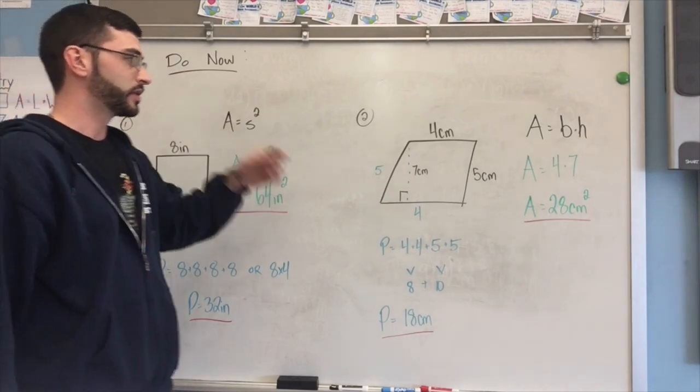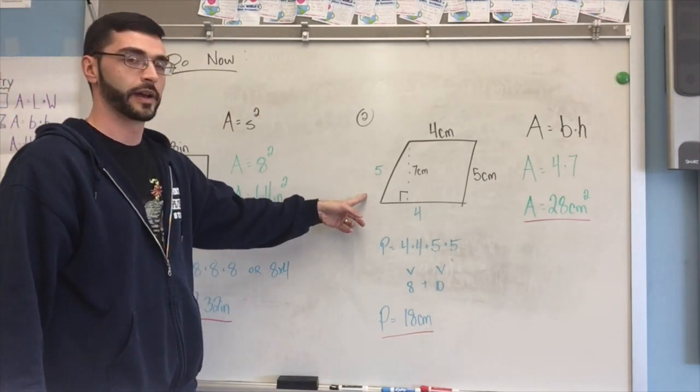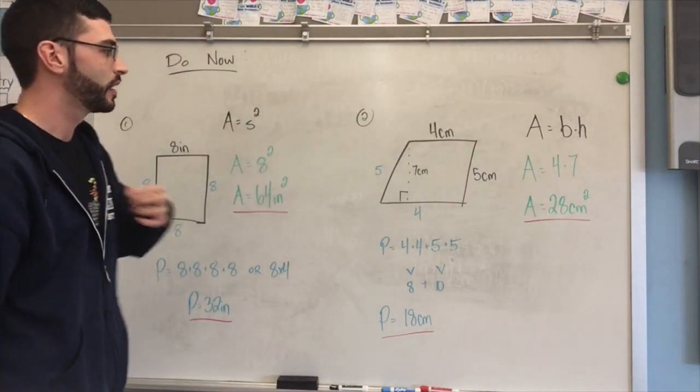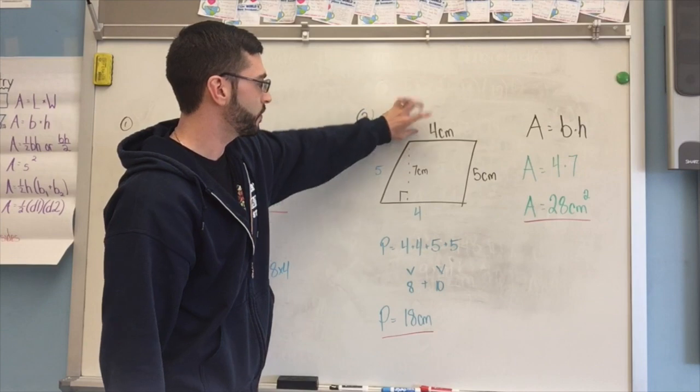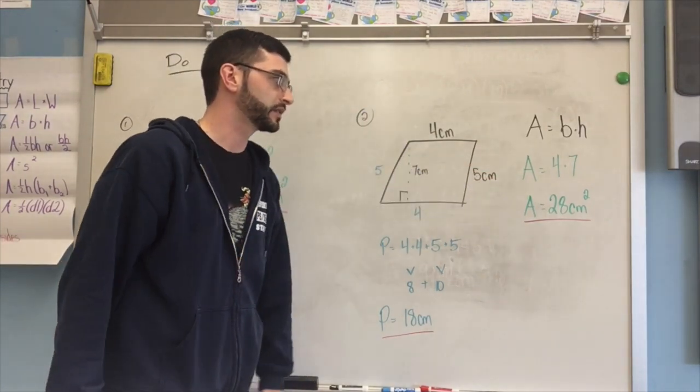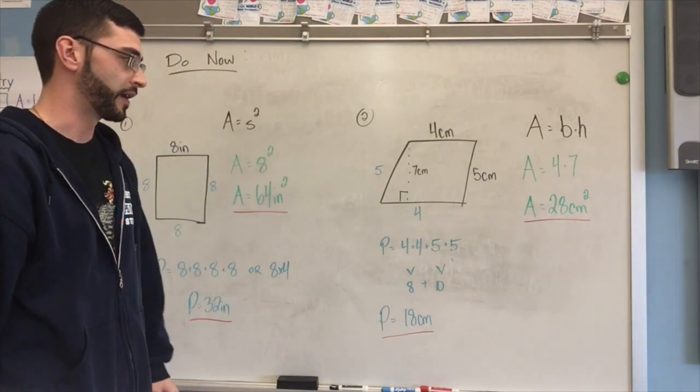Number 2, we should have identified that it's a parallelogram. For that, our formula was base times height. Again, we substitute. We have the base here of 4. Height was 7. When we substitute, 4 times 7 gives us 28 centimeters squared.